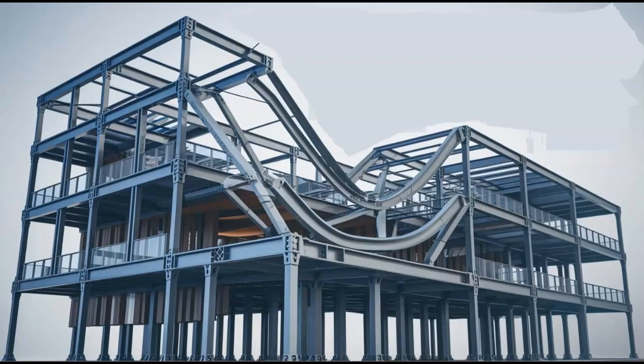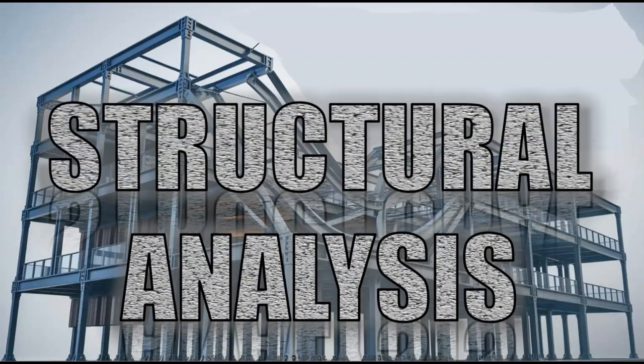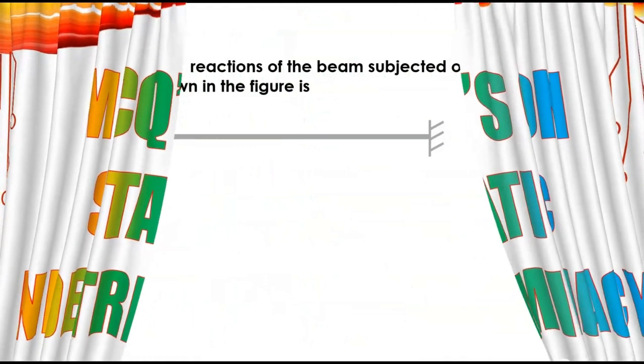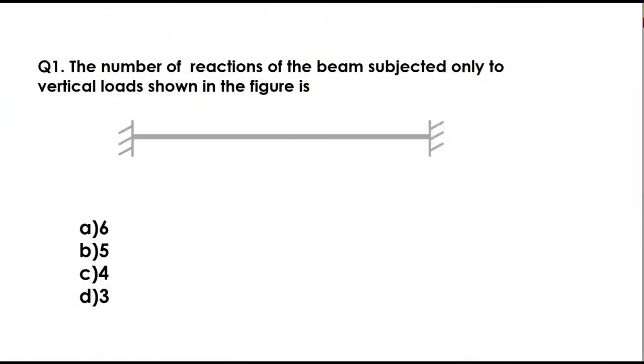Today I will be dealing with the topics related to structural analysis, and I will be dealing with the questions on static indeterminacy. The first question is: the number of reactions of the beam subjected only to vertical loads shown in the figure is option A 6, option B 5, option C 4, option D 3.